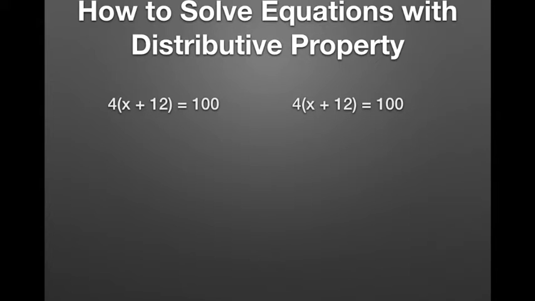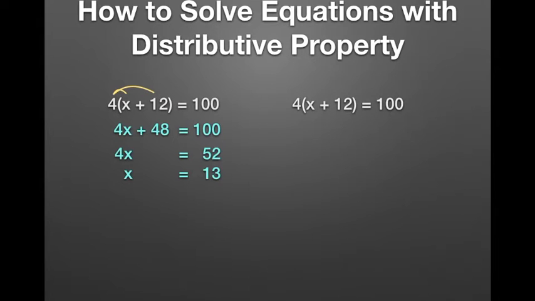Now we have distributive property. What do you think we should do? Let's distribute. That means multiply. So we'll have 4 times x and 4 times 12. And the rest is just a two-step equation. We subtract 48 on both sides, then we divide by 4 on both sides. And the work should look like that.